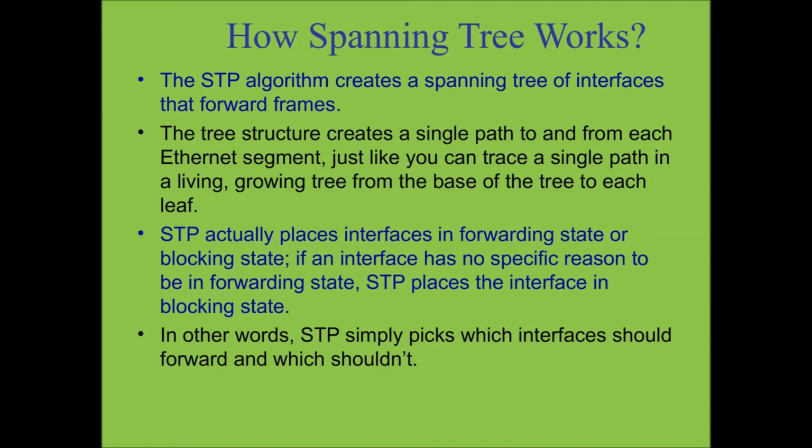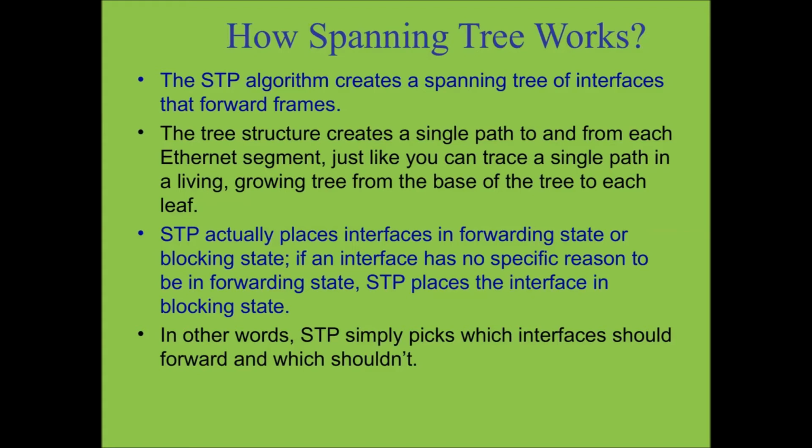In a tree we see different leaves or different branches. If there is a single path from start to end, from root to top, that will be a spanning tree in our networking concept. STP actually places interfaces in forwarding state or blocking state. If an interface has no specific reason to be in forwarding state, STP places the interface in blocking state. So if a specific interface is not being used to receive or forward data, that interface is always in a blocking state.